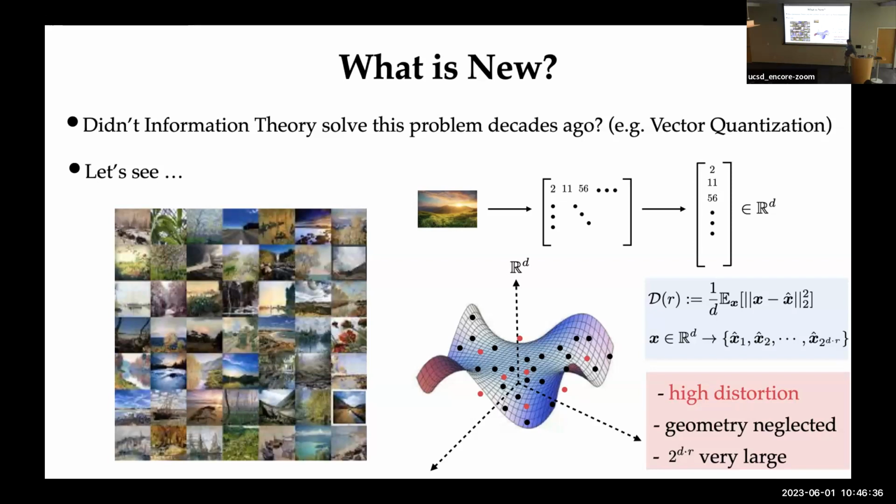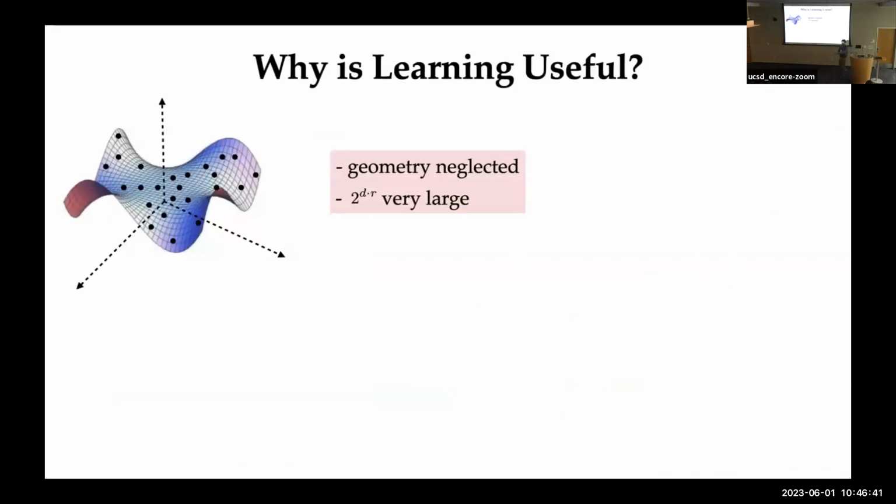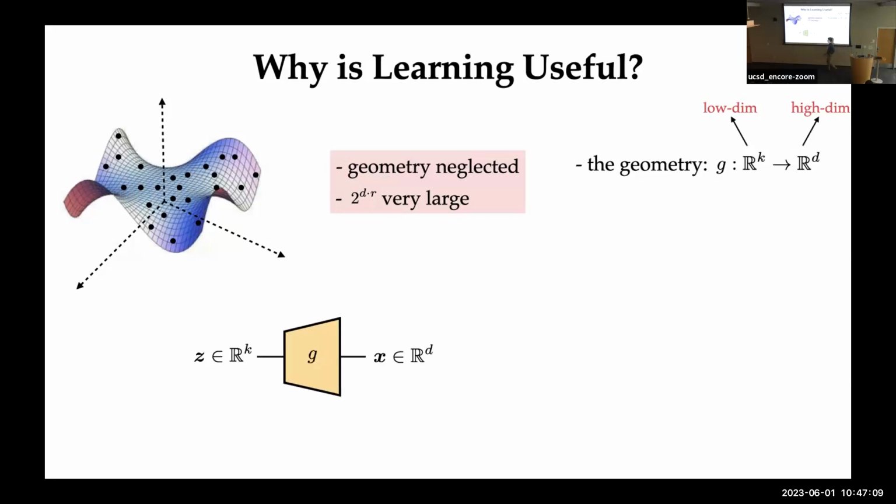So these are the challenges of classical information theoretic methods, and let's see how learning can come into play here. We had two challenges: geometry, and the number of centers being very large, which is complexity. For geometry, we typically think of it, at least in the learning literature, as a map G from some low-dimensional space to a high-dimensional space. R^D is the actual pixel representation of our image, but R^K is the low-dimensional nature of the image. And this mapping G is essentially a generative mapping, which takes as input this low-dimensional vector and gives you the high-dimensional version of the image.